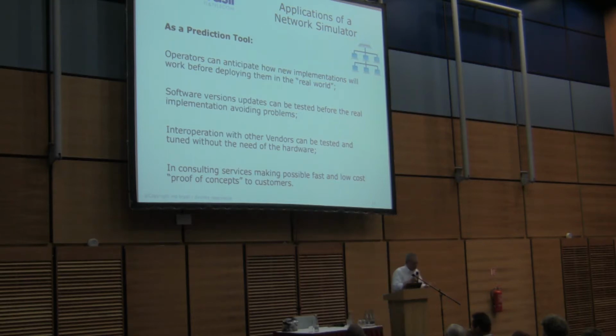Interoperation with other vendors, because in the same software we can interact with Cisco, with Juniper, with other brands of Unix, all the stuff we can put in GNS3, and without any physical equipment we can test and make our labs. And in consulting services, it's possible to make fast and low-cost proof of concept for customers.